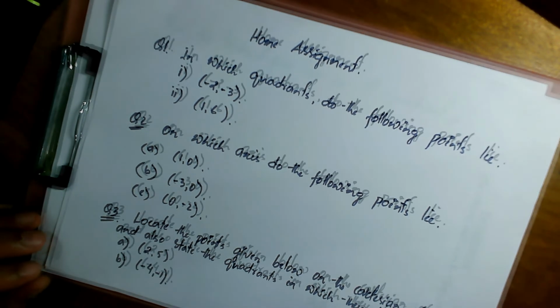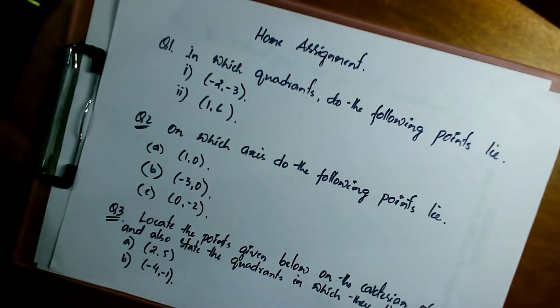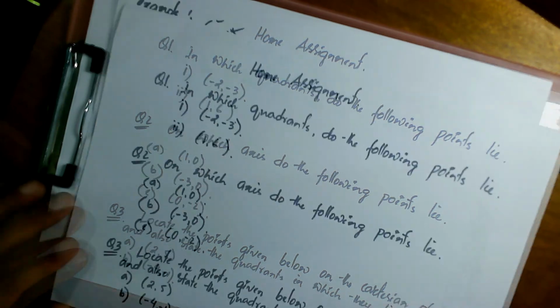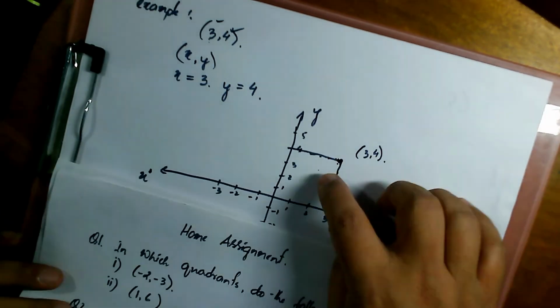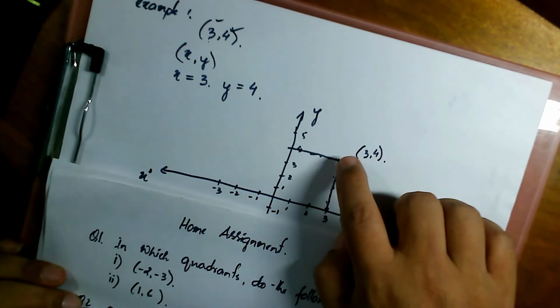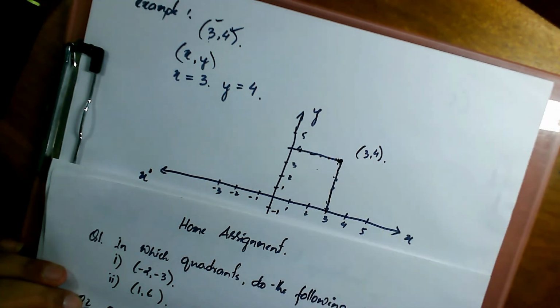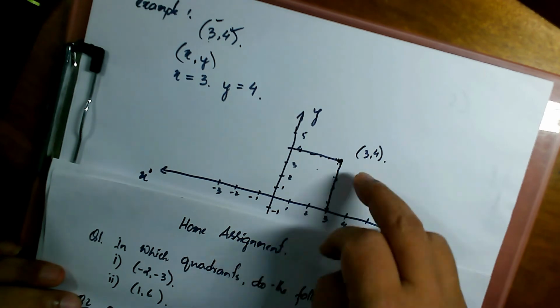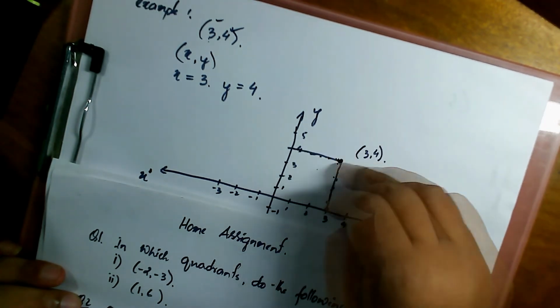And question number 3: locate the points given below on the Cartesian plane and also state the quadrant in which they lie. The first thing you need to do is locate it, like in the example, where it is. Then you have to mention the quadrant in which the point lies.